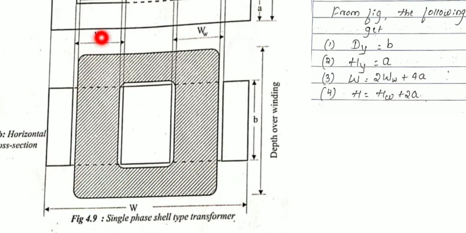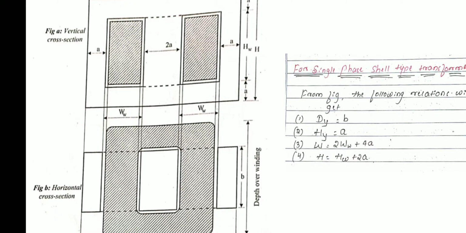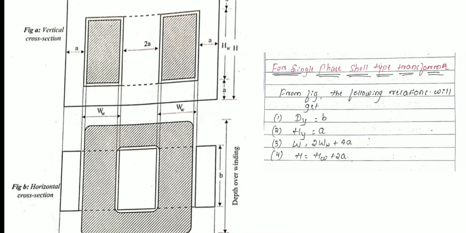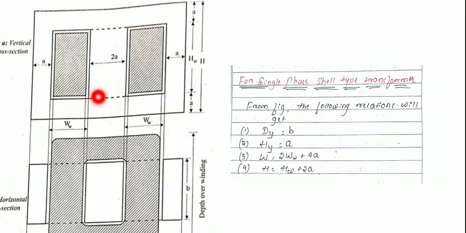So this will be the sum of WW plus how many stampings are there, you just check it. So here 1A plus 2A plus one more A, altogether it will be 4A. So that is the reason overall width of this transformer frame will be 2WW plus 4A, that I had written here. Then what about overall height of this frame? This is HW plus A, one more A, nothing but 2A itself. H is equal to HW plus 2A.